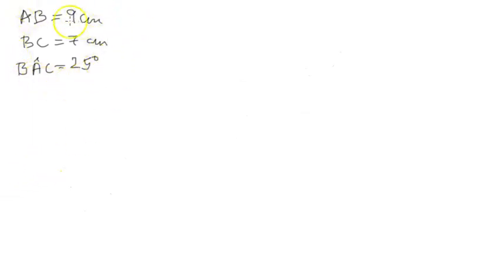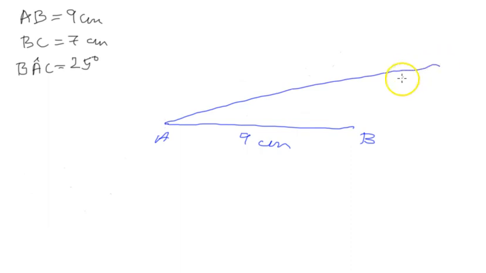Imagine that this is the information that we are given, and we are going to draw the triangle based on this information. So first I will draw side AB, which is 9 centimeters. I will measure an angle of 25 degrees here, and I will draw this side. This here, I know is 25 degrees. And I will draw side BC from point B.